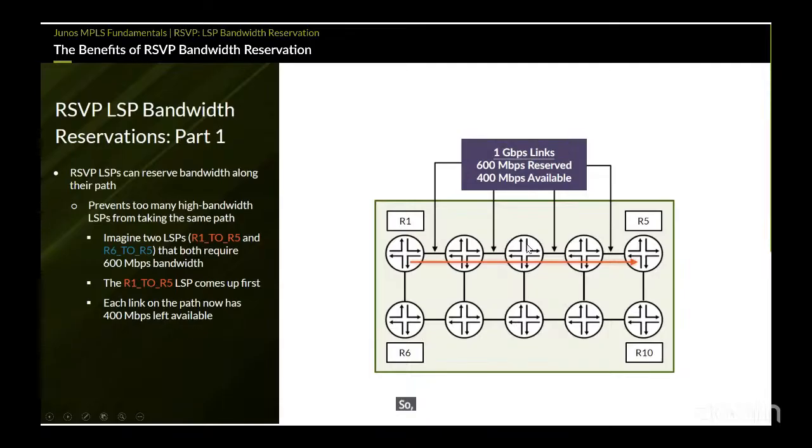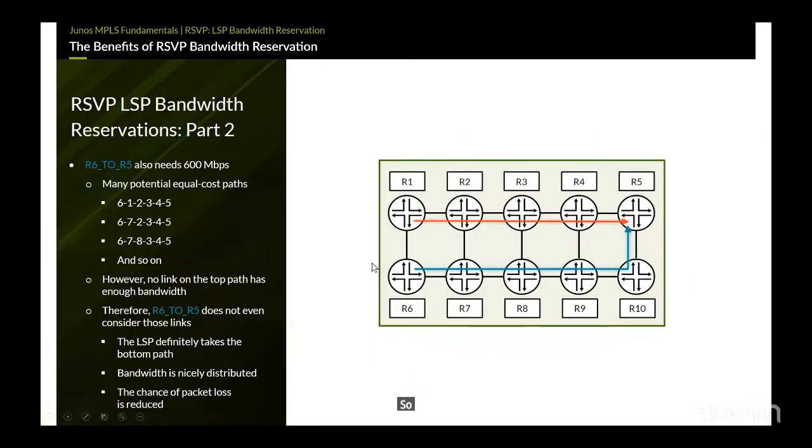So there is no problem. If we want to reserve more than 1 Gbps, in that case, your LSP will not come up. Its link on the path now has 400 Mbps left available. So you need to calculate your physical interface bandwidth and your LSP reservation bandwidth.